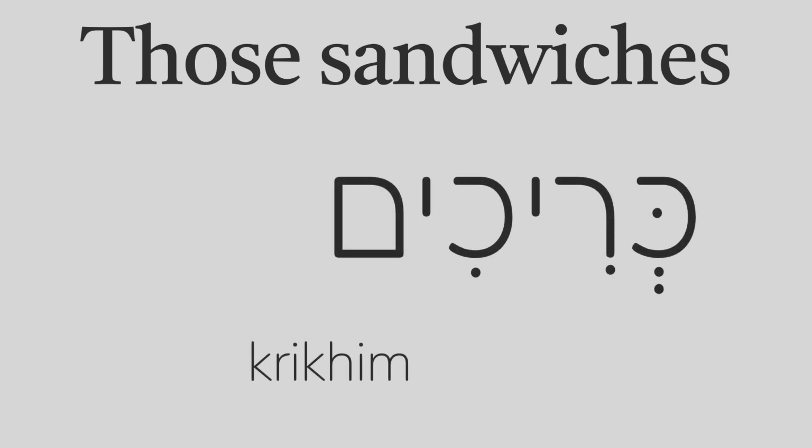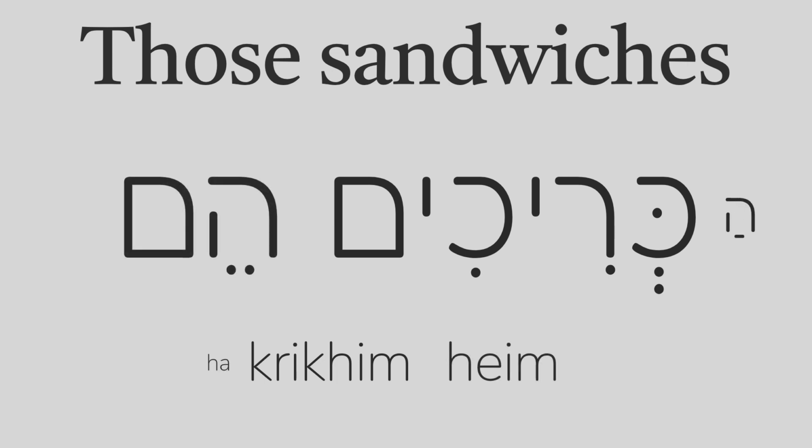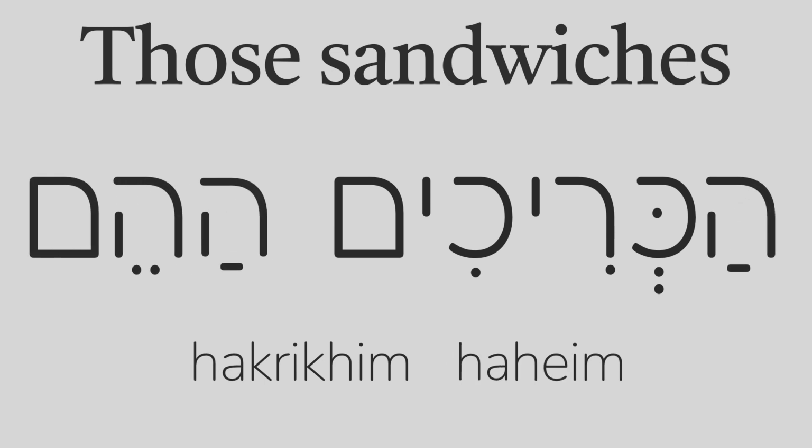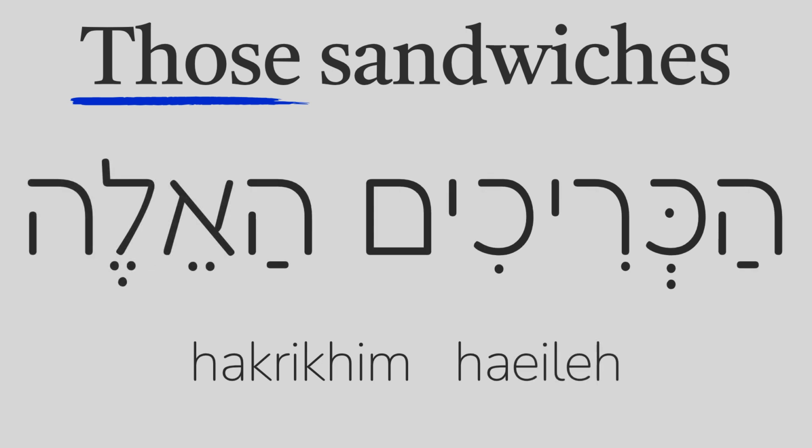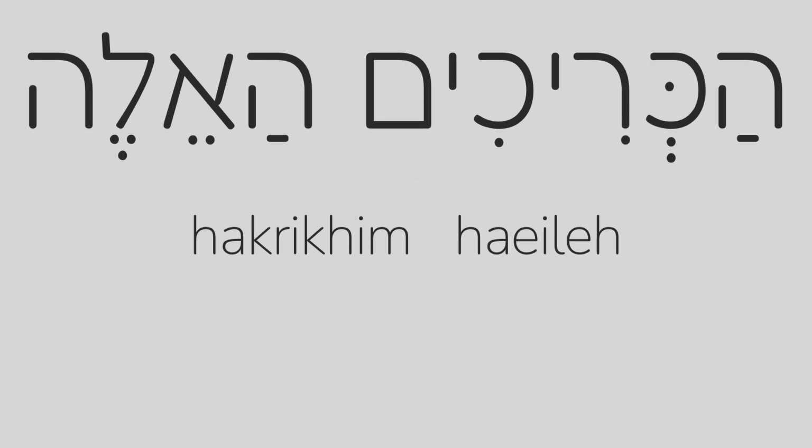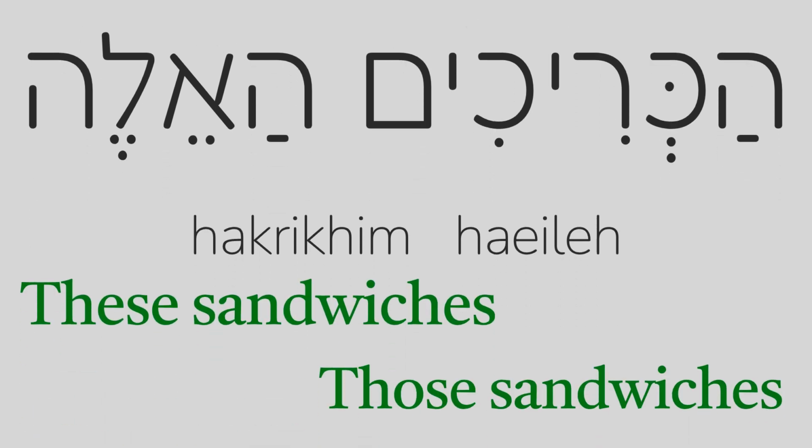To say those sandwiches, we take sandwiches, krichim, a masculine plural noun, and the masculine form of those, heim. We attach a he to the noun krichim and its adjective heim to get ha'krichim ha'heim. Those sandwiches. And again, in modern Hebrew, a distinction is not usually made between pointing out something near with these or far with those. So to say those sandwiches, we should generally translate those as ele instead of heim. So we'll have ha'krichim ha'ele, which can be translated back into English as either these sandwiches or those sandwiches.